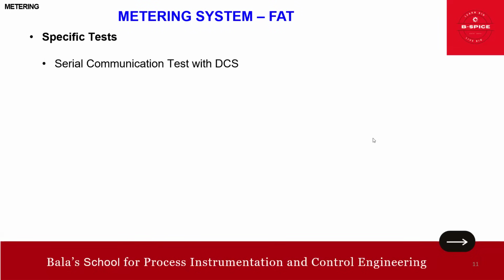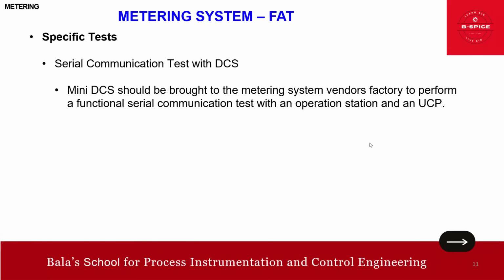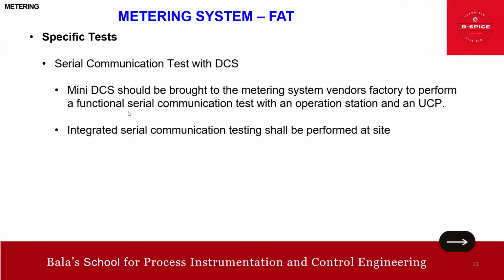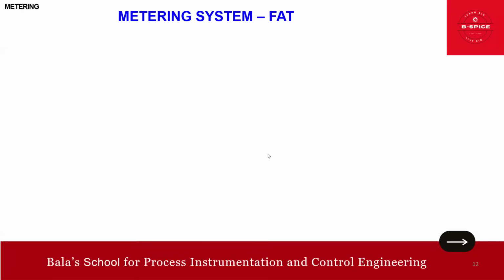Then serial communication test. Of course, we know, right? So we need to take our controller, that's why I put it as a mini DCS, to the metering skid factory where the system vendor is performing this, and carry out the functional serial communication test with an operation station and a UCP. Okay. So this we need to do. Right. Then also integrated serial communication shall be performed at site.